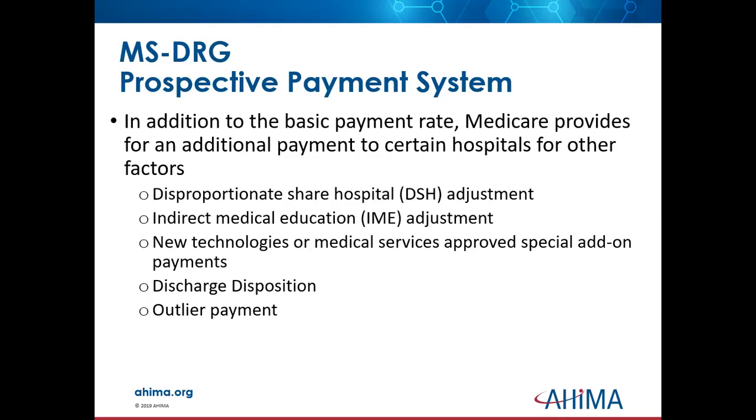Hospitals that use new technologies or medical services that are approved special add-on codes will have additional payments for that. For example, a relatively recent example of this was the mitral valve clip, which came out for patients with mitral valve prolapse. Instead of having heart surgery, hospitals that were undergoing this would actually get a little bit more for that. Then finally, discharge disposition and outlier payments.